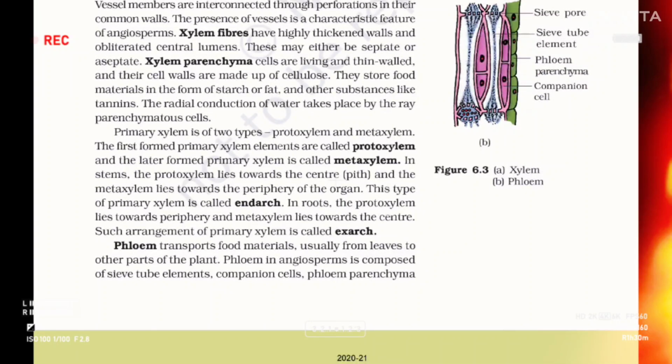Primary xylem is of two types, protoxylem and metaxylem. The first formed primary xylem elements are called protoxylem, and the later formed primary xylem is called metaxylem. In stem, the protoxylem lies toward the center, the pith, and the metaxylem lies toward the periphery of the organ. This type of primary xylem is called endarch. In root, protoxylem lies toward the periphery and metaxylem lies toward the center. Such arrangement of the primary xylem is called exarch.